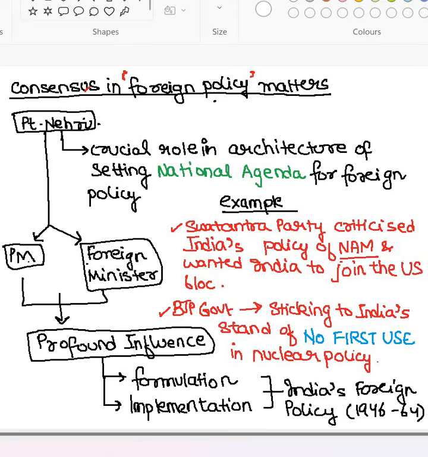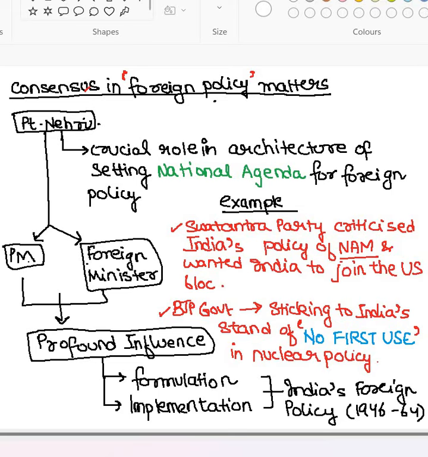And we may give the example of the present government also, which is sticking to India's stand of no first use in terms of its nuclear policy. When it comes to nuclear policy, we have a strict, firm policy that we will not be the first to use nuclear weapons, because we are based on the foundation of peace. All right, so these can be the examples that can be used.